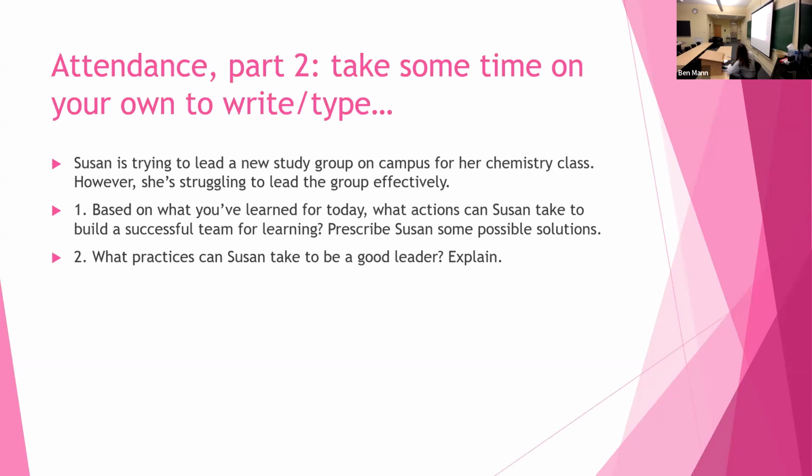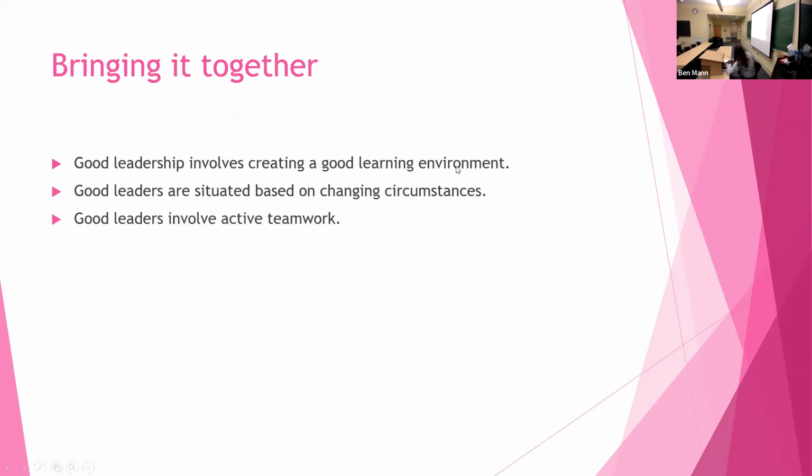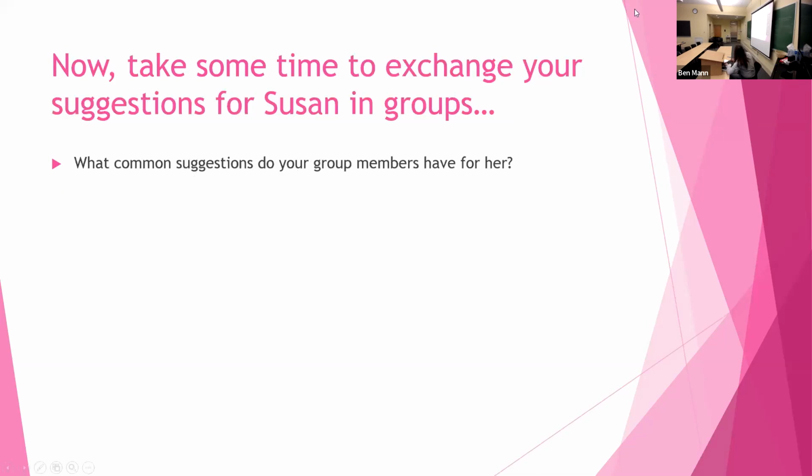Once you feel like you've reached a good point here about some of the things that Susan could do, I'd like you to find a partner or a group of three to just share and exchange your ideas about what you noticed in this group meeting and what you feel like Susan could do. For folks on Zoom, I'll create some breakout rooms for you, give you the chance to work with a few other folks on this.